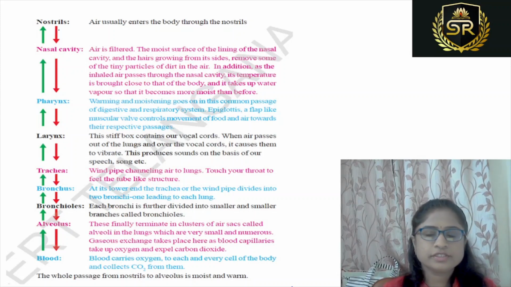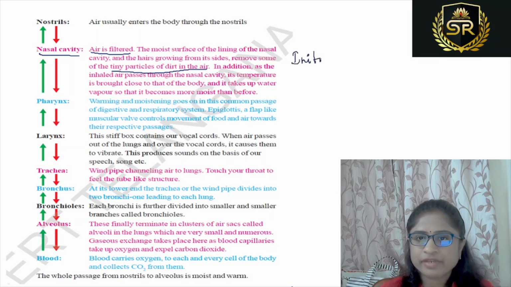First are the nostrils. Air usually enters the body through the nostrils, so inhalation takes place through them. The next one is the nasal cavity, where hair-like structures are present. Initial filtering of air takes place here. The moist lining of the nasal cavity and the hair growing from its sides remove tiny particles of dirt from the air.